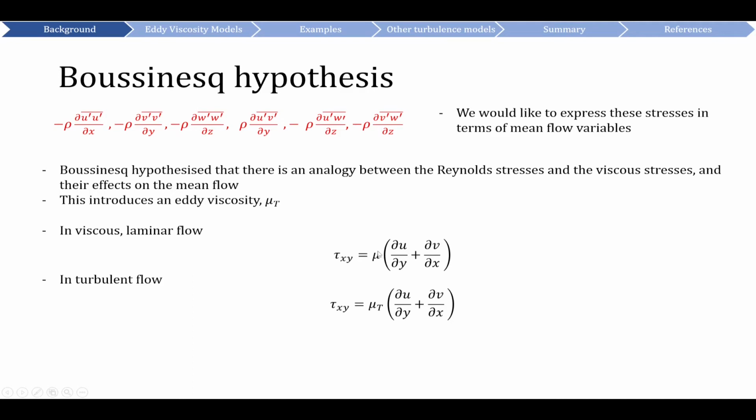This only holds for laminar flow, but what Boussinesq hypothesized was that maybe for turbulent flow we can propose this eddy viscosity, or turbulent eddy viscosity, which also relates to the velocity gradients, which would give us our turbulent stresses. And if that were true, and if we could solve for this turbulent viscosity, we could then solve for each of the Reynolds stresses.